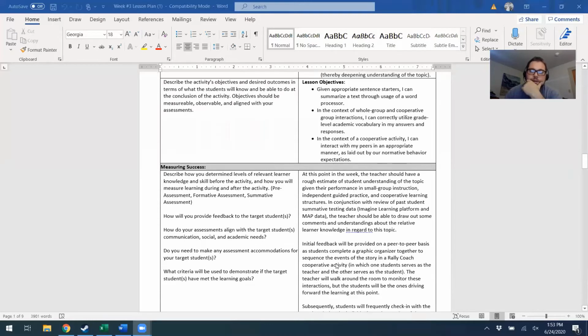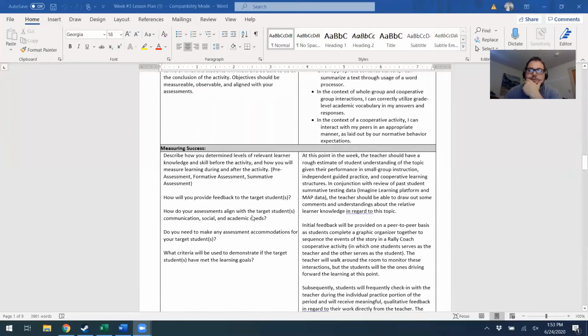Now, in terms of measuring success, how have I determined levels of relevant student knowledge before the activity, and how do I measure it during and after, how do I provide feedback, how do my assessments align with their needs. There's a lot that goes into measuring success.